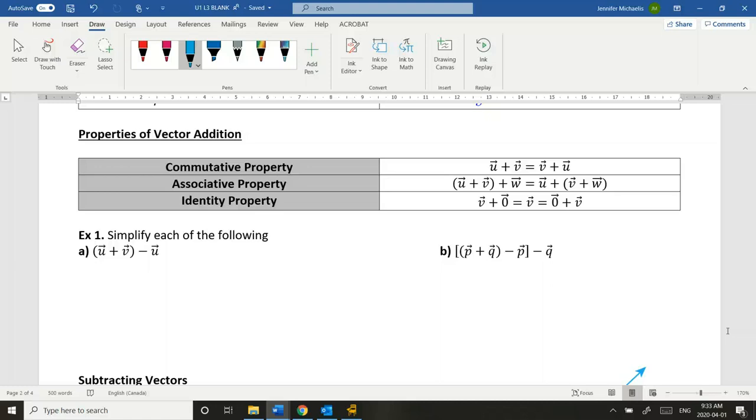The associative property says that if I have more than two vectors that I'm adding, the order in which I add those vectors doesn't matter. It's like the order of operations in math, where usually we do brackets first. But in this case, it doesn't matter if I do u plus v first, or v plus w first, or u plus w first. I can do any of those additions in any combination that I want, and I'll still get the same resultant. And then the identity property is with the zero vector. Any vector plus the zero vector is equal to that vector again, which is also equal to the zero vector plus that vector.